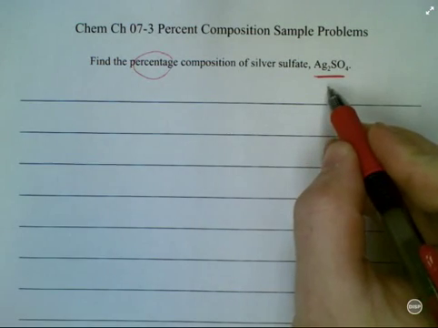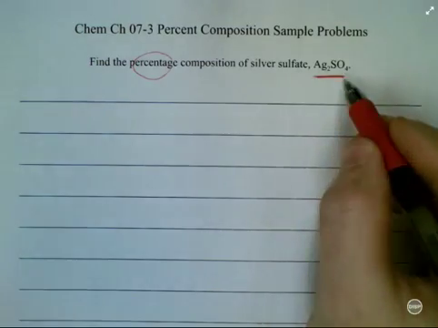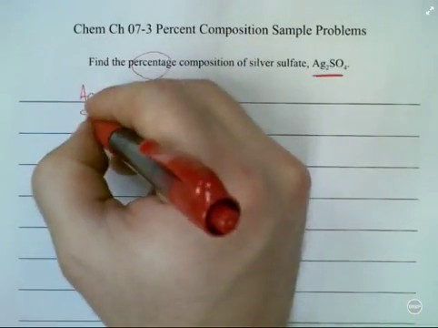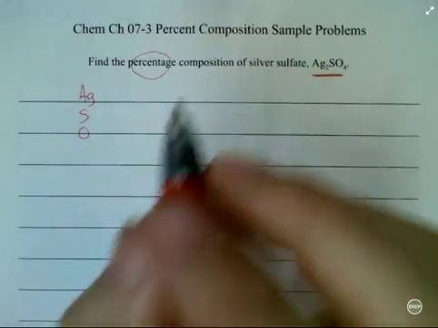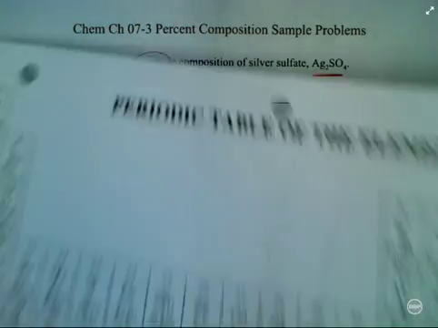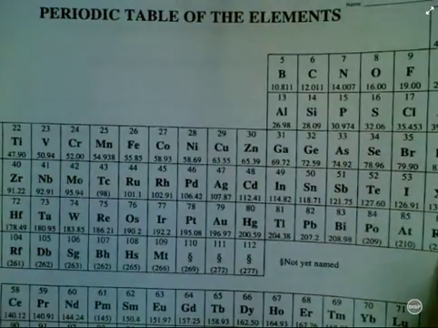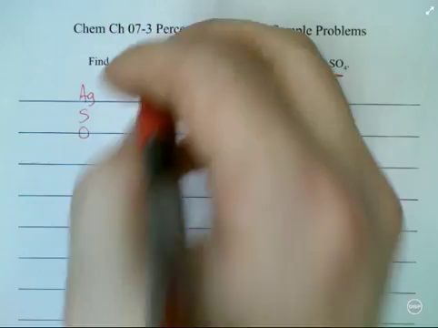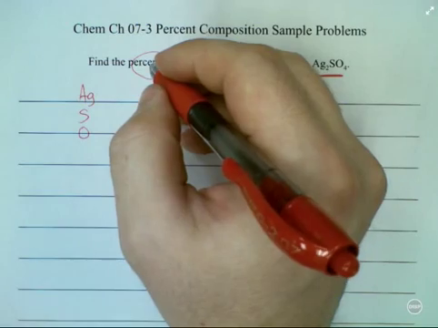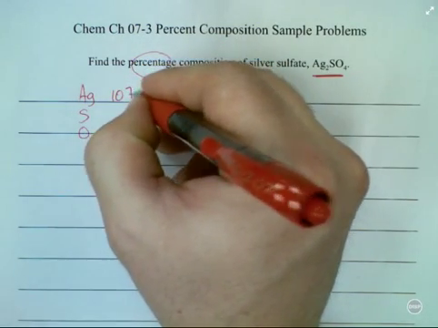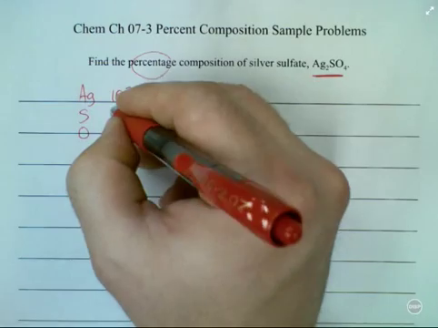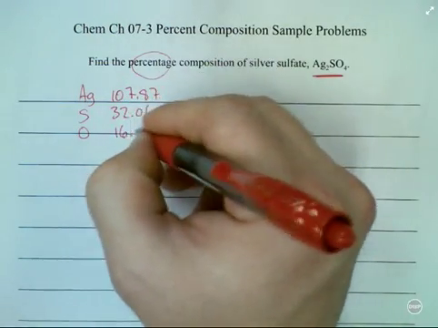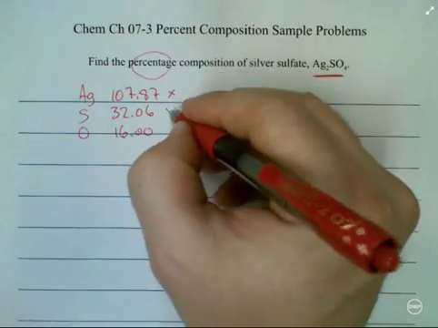So let's start by calculating the molar mass of silver sulfate. Start by listing all of the elements that are present in this substance. I will then move to the periodic table and figure out the average molar mass of each element present. Silver is going to come in at 107.87 grams per mole. Sulfur is going to come in at 32.06 grams per mole, and oxygen is going to come in at 16.00 grams per mole.